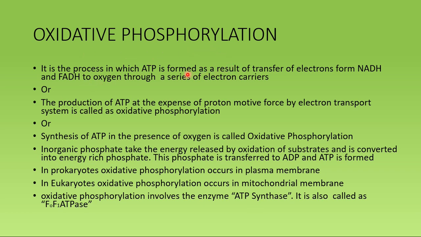So what is oxidative phosphorylation? It is a process in which ATP is formed as a result of transfer of electrons from NADH and FADH2. These are the electron donors which give the electrons to oxygen through a series of electron carriers, and this is called oxidative phosphorylation. Or this can also be defined as production of ATP at the expense of proton motive force by the electron transport system.